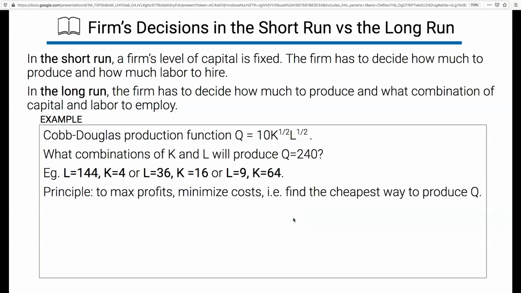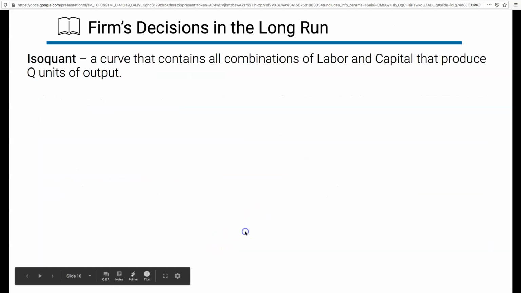The principle that is at work here is that to maximize profits, the company has to be minimizing costs. If for any reason it had decided to produce 240 units, it should do so in the cheapest way possible. So we need to look at all possible combinations of capital and labor that result in 240 units of output, and among these combinations we need to find the cheapest one. So let's see how we're gonna frame that problem.